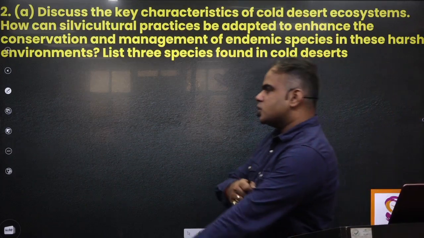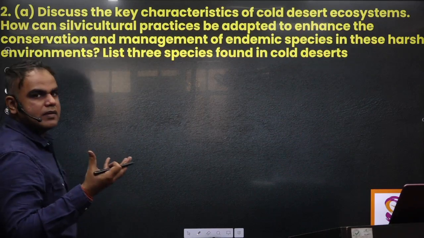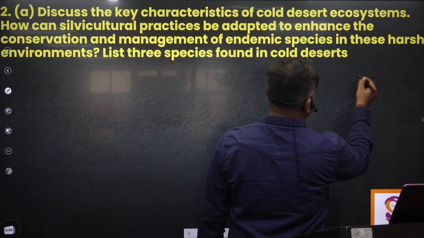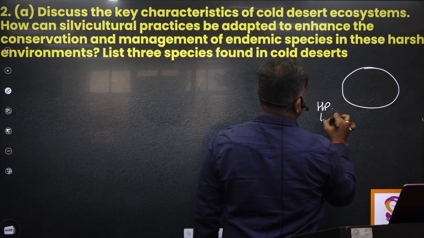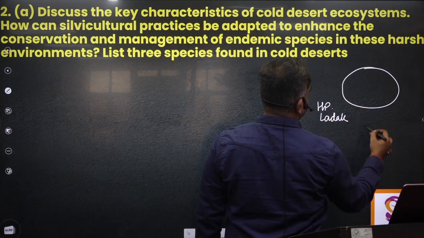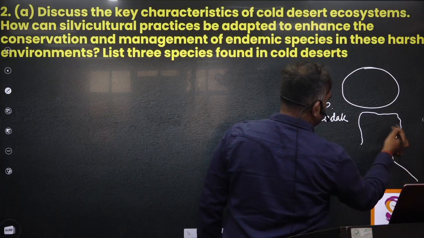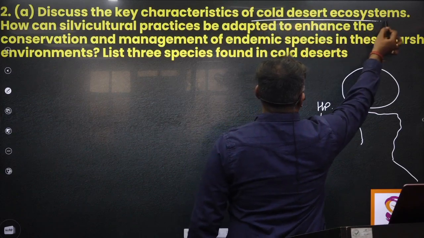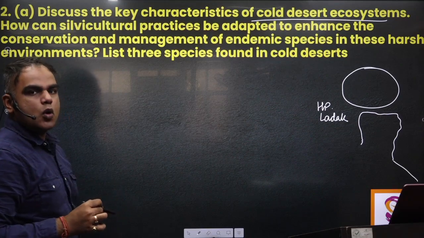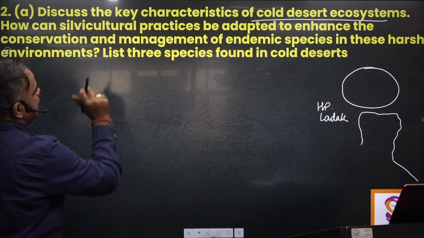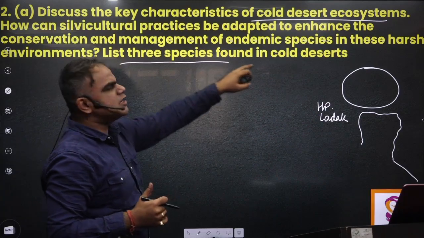When you talk about this, we can give a basic introduction of the cold desert ecosystems. Perhaps you can give a very small cross section of parts of Himachal Pradesh and Ladakh, so you can draw the crown of India, for example, and then mention where the cold desert is found. The question asks what the key characteristics of the cold desert ecosystem are. We'll talk about that, and then say how silvicultural practices can be adopted, and of course we have to give the names of 3 species.